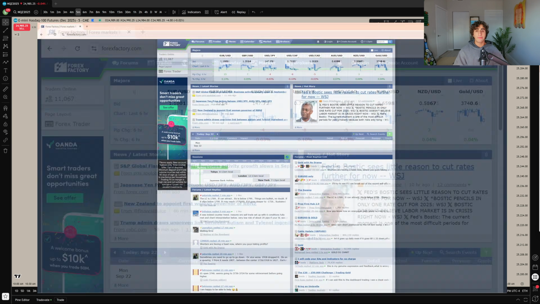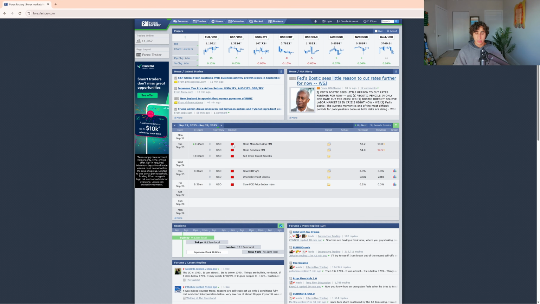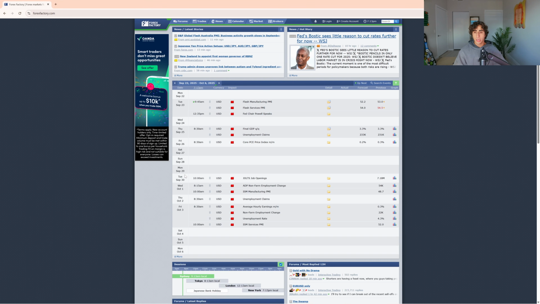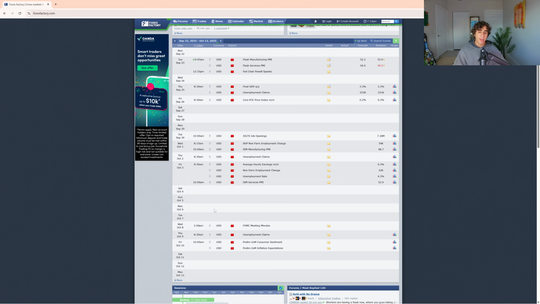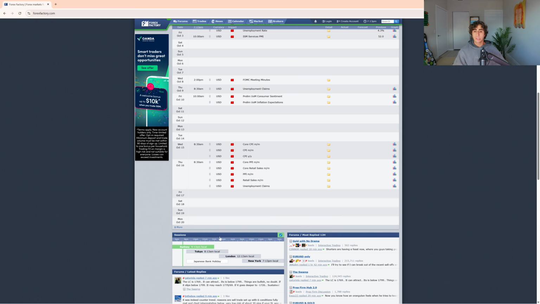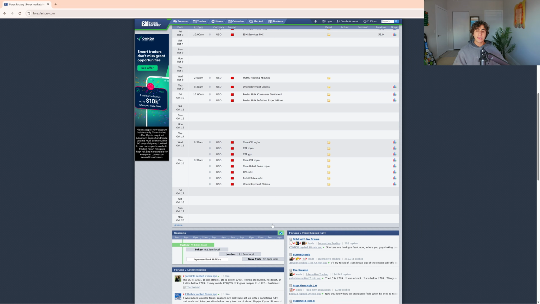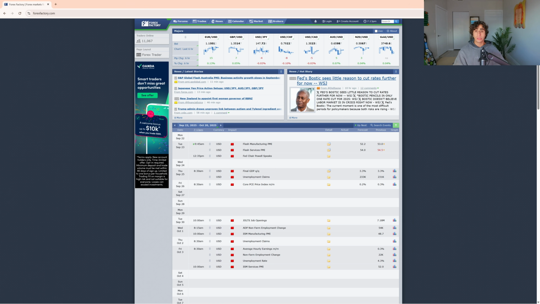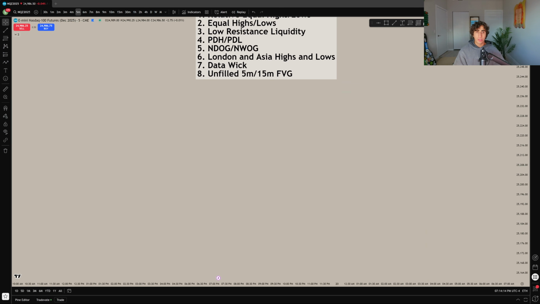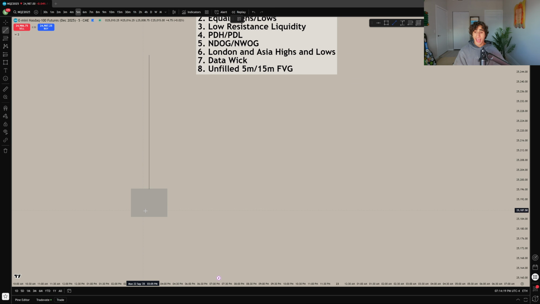So anytime we get red folder news, this happens. Whenever Powell's speaking, really the main ones are going to be CPI, PPI, FOMC, NFP. On those days, anytime Powell speaks, pretty much those days, you'll most likely see a huge news candle. It's just like a data wick, meaning you'll see a candle like this, then we'll get a huge wick that just looks abnormal.